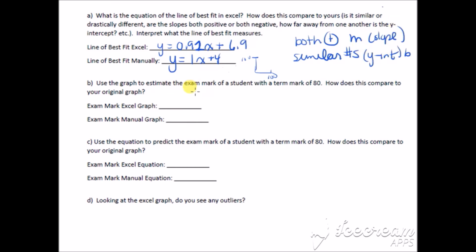Okay, interpret what the line of best fit measures. Okay, so the line of best fit measures the change in the exam mark based on the change in the term mark. Okay.